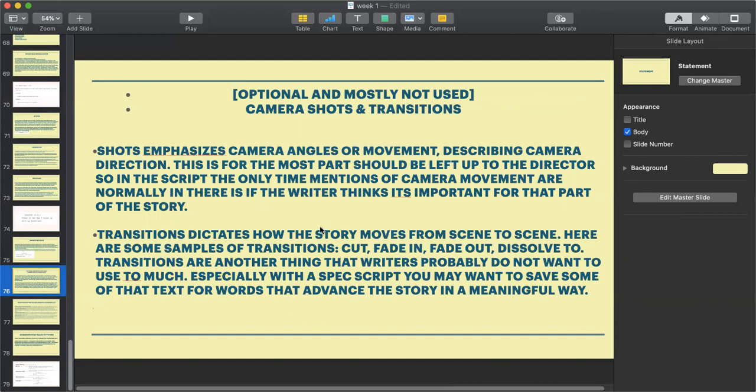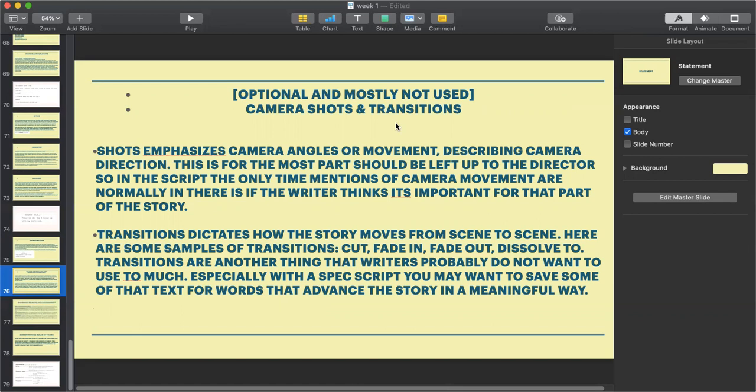They are sometimes mentioned, but not always. Shots. One thing is the camera shots and camera transitions. So shots emphasize camera angle or movement, describing camera direction. This for the most part should be left up to the director. So in the script, the only time camera movement is normally mentioned is if the writer thinks it's important.